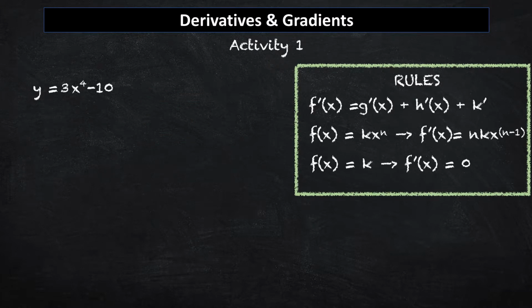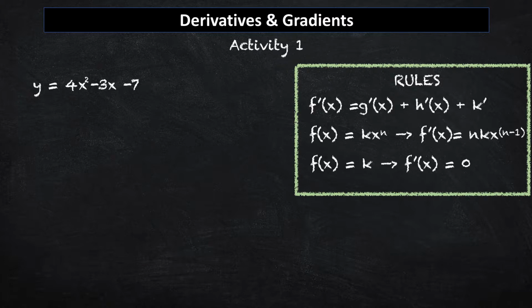The next function is y equal to 3x to the power of 4 minus 10. Its derivative is 3 multiplied by 4 multiplied by x to the power of 4 minus 1 minus 0, because the derivative of a constant is 0. And since 3 multiplied by 4 is 12, x to the power of 4 minus 1 is x to the power of 3, so the final answer is 12x to the power of 3.